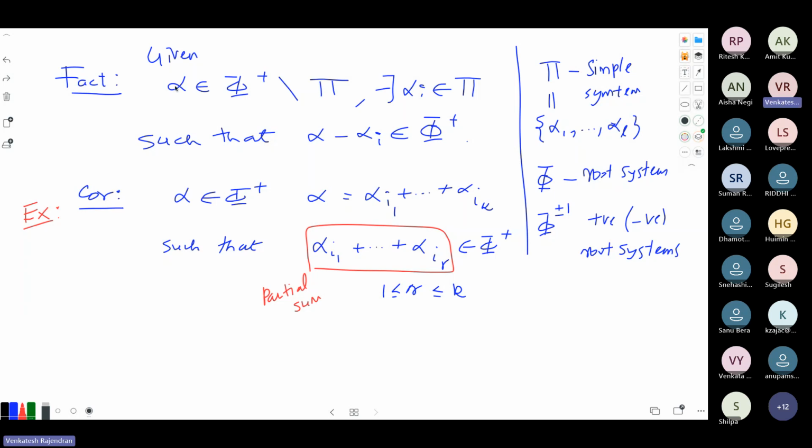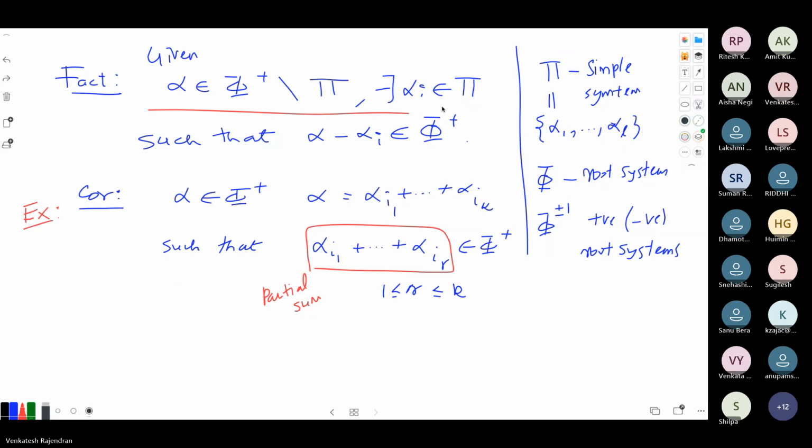Okay, how do you prove this? This is the most fundamental thing. Then you can use the height argument to get this correct. So if alpha is a positive root which is not a simple root, then we want to say that you can subtract some simple root from it and stay in the support.